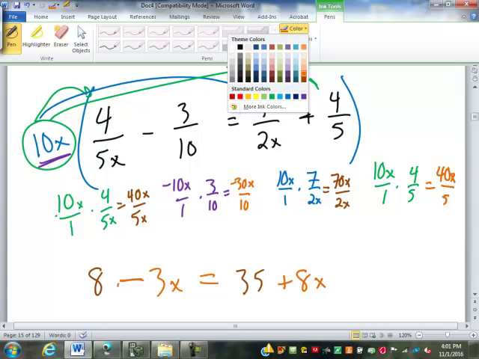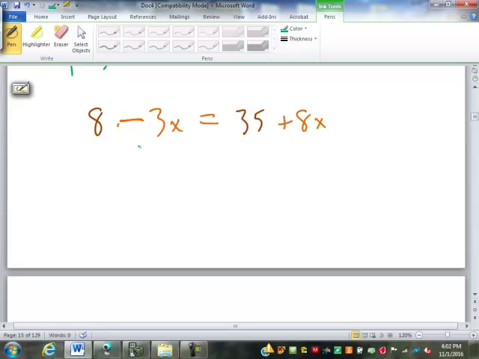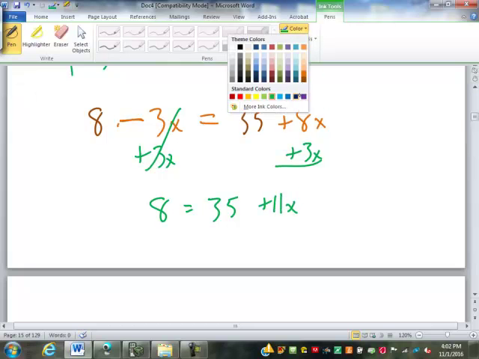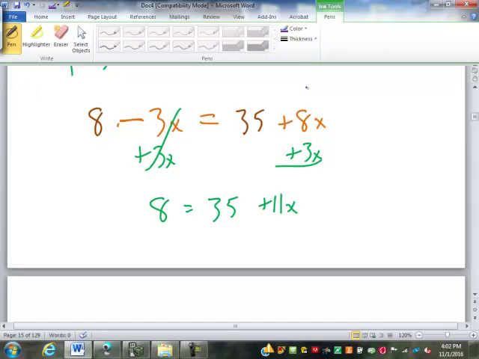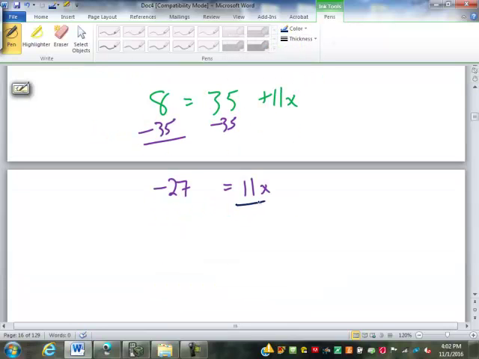Now we've got rid of all the fractions, we can just go ahead and solve. What would we do first? Add 3x to both sides. We've got to get rid of one of the x's. So we're left with 8 equals 35. 8x plus 3x is 11x. Then what? Subtract 35. So 8 minus 35 is a negative 27 equals 11x. And then what? Divide by 11. Negative 27 over 11 is a negative 2 and 5/11.